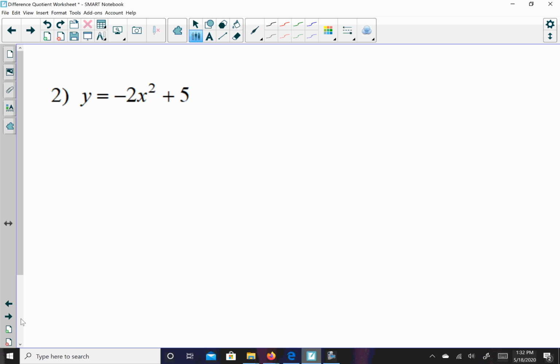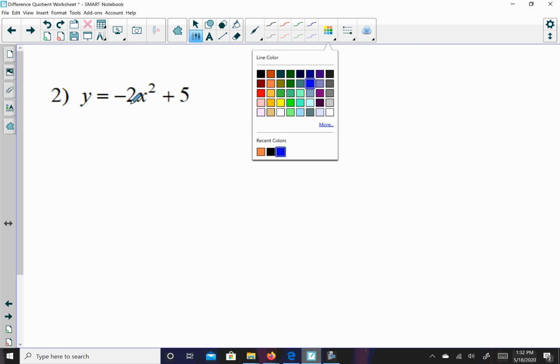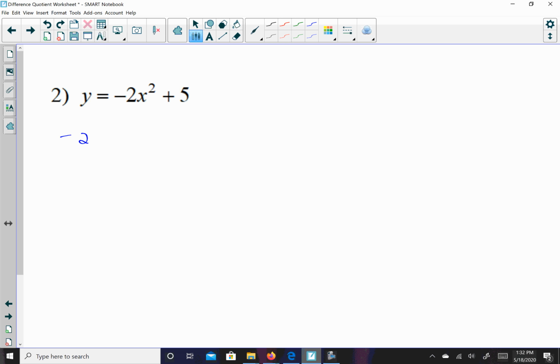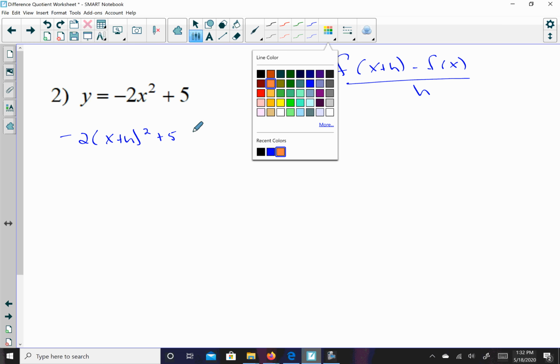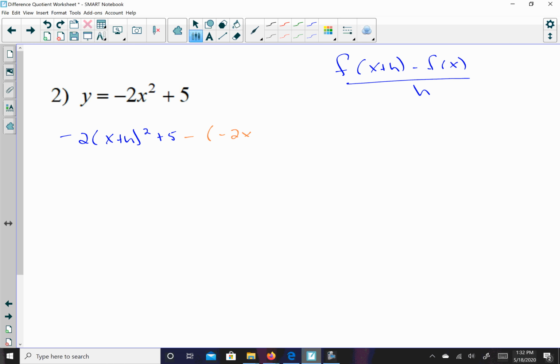So number 2, I have negative 2x squared plus 5, so I'm going to start off the same way. First, in blue, I'm going to do the x plus h, so this will be a negative 2. In place of x, I'm going to write x plus h squared plus 5. That's the f of x plus h, and I didn't copy it for each slide. And that's my formula, so then I am going to do minus, and then this will be negative 2x squared plus 5. Always put this in parentheses so you remember to distribute the negative sign. And this is all over h.